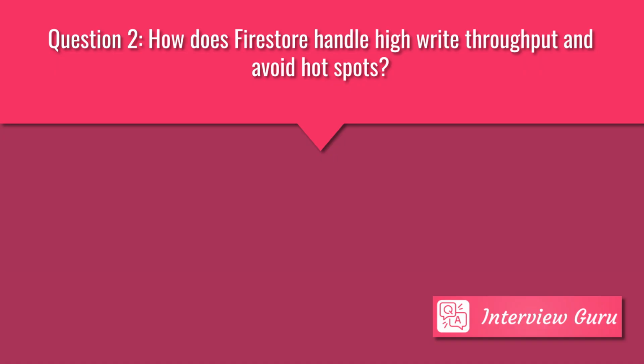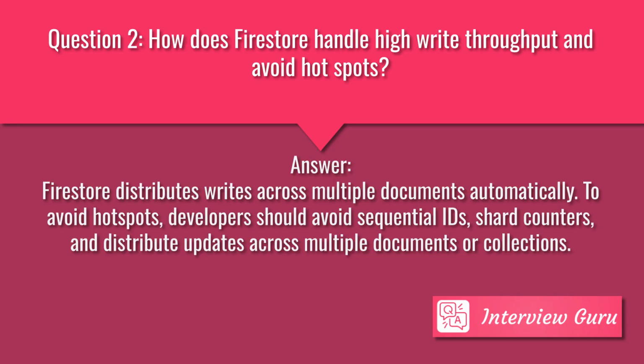Question 2. How does Firestore handle high write throughput and avoid hotspots? Firestore distributes writes across multiple documents automatically. To avoid hotspots, developers should avoid sequential IDs, shard counters, and distribute updates across multiple documents or collections.